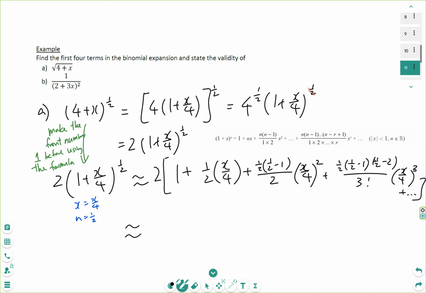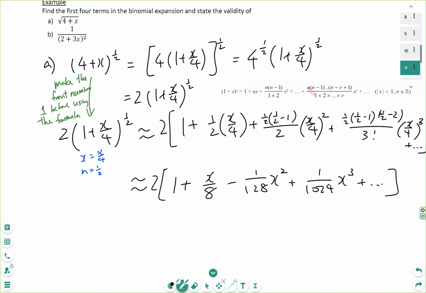So that roughly equals 2 times, putting it in the calculator one by one, 1 plus x over 8, and then the next one will be 1 over 128 x squared, and then 1 over 1024 x cubed, plus dot dot dot. Don't forget to multiply the 2 back in.